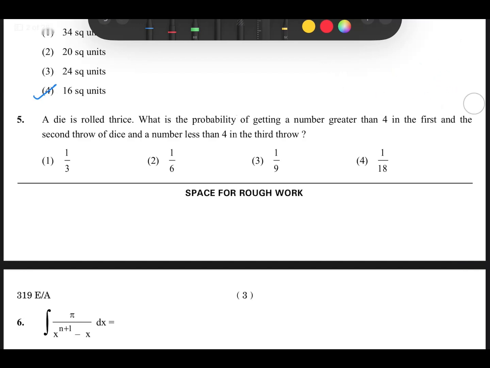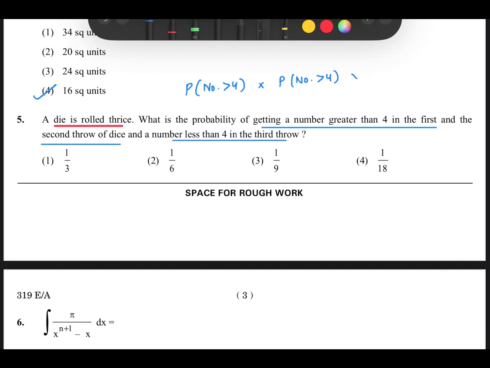Okay, so let's move to question number 5. What does question number 5 say? A die is rolled thrice. What is the probability of getting a number greater than 4 on the first, on the second, and a number less than 4 in the third roll? Okay, so these are independent, right? So what is the probability that you get a number greater than 4? Then you have another probability, again a number greater than 4, and then another, a number less than 4, right?